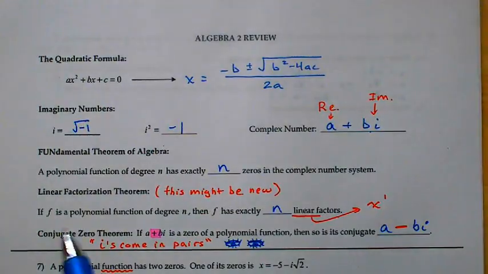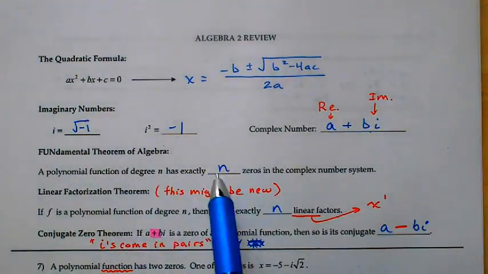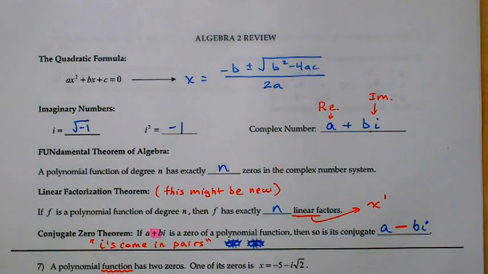All right, fundamental theorem of algebra. This will be important for us. A polynomial function of degree n has exactly n zeros in the complex number system. The degree matches the number of zeros.